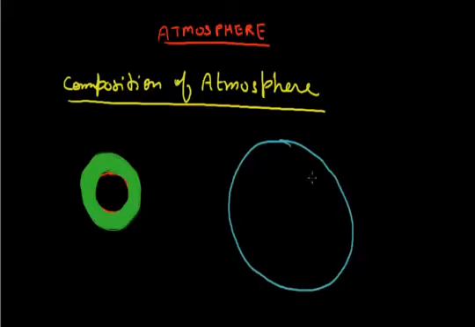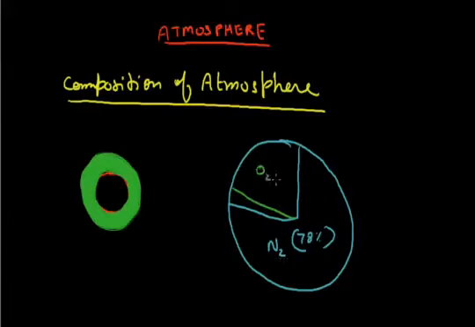100% gases, the maximum gas is nitrogen, which is 78% approximately. Nitrogen is a very light gas, so basically it is found in the upper part of the atmosphere. Second important gas is oxygen, which is 21% of the total gas.